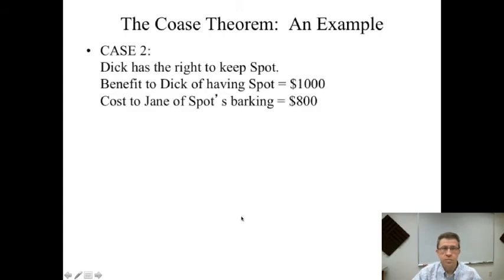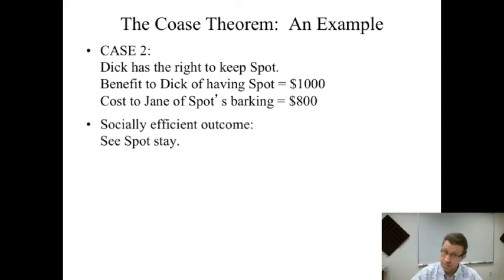So case 2, the cost to Jane of Spot's barking is still $800, but the benefit of the dog is $1,000. Spot is staying.